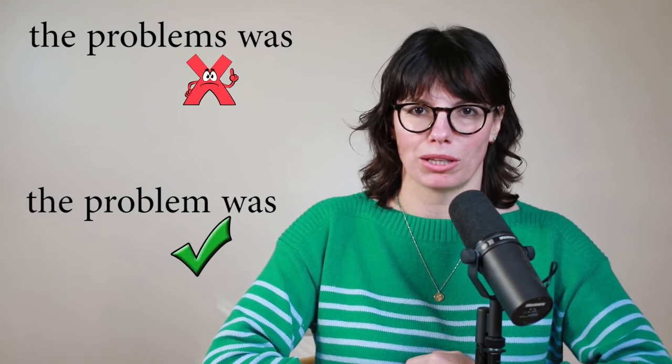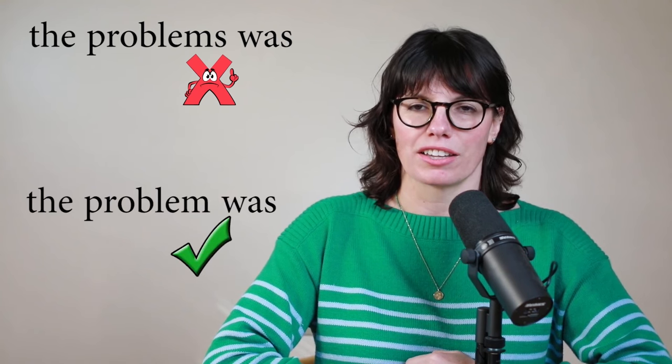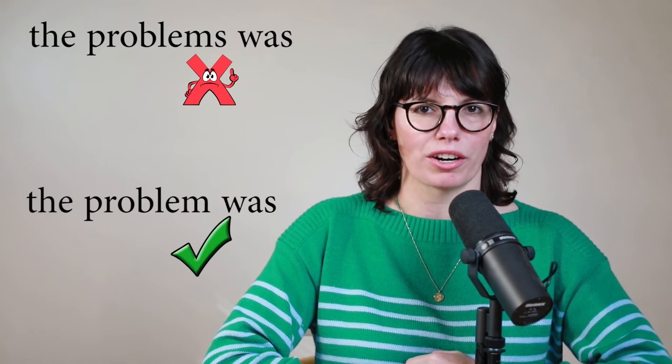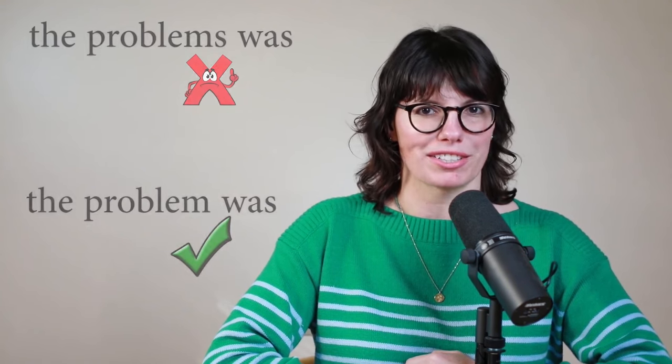This is also not correct. The problems that she had before was a very strong R sound. It's not correct to say the problems that she had before was a very strong R sound. If you're saying was, you're talking about one problem. We have to say the problem that she had before was a very strong R sound.